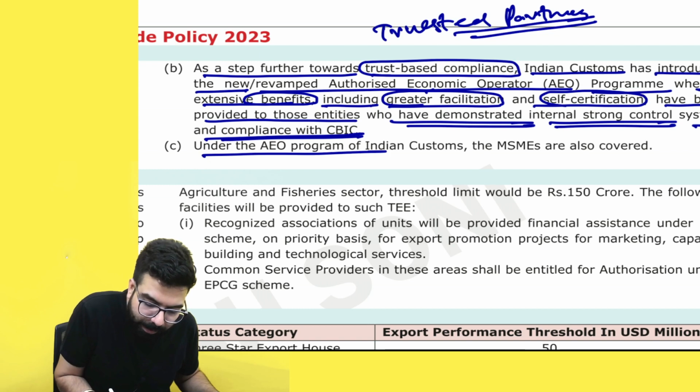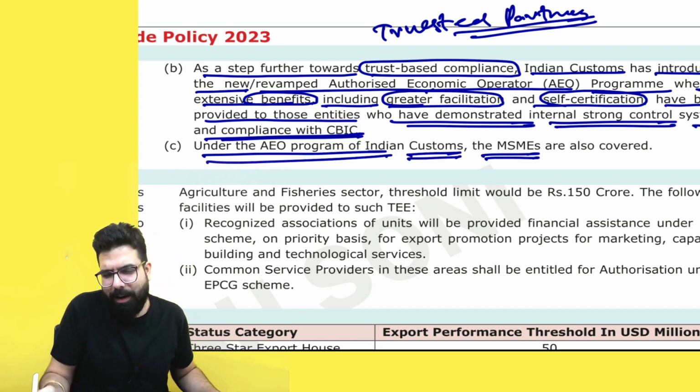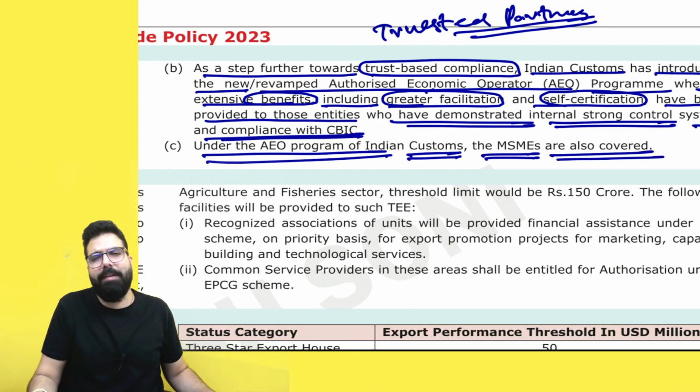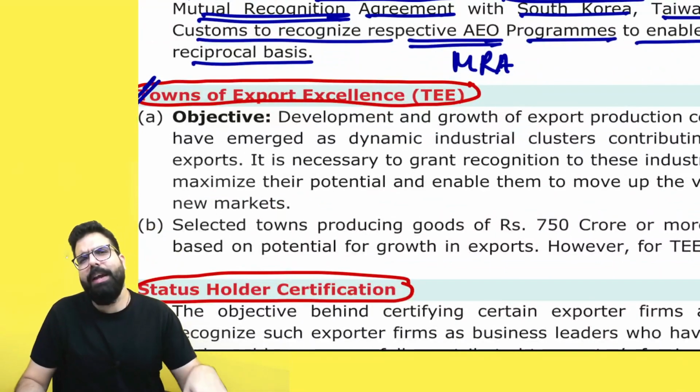And they are saying that under the AEO program of Indian Customs, the micro, small and medium sector enterprises, MSMEs, are also covered. Next. The next recognition which is given.